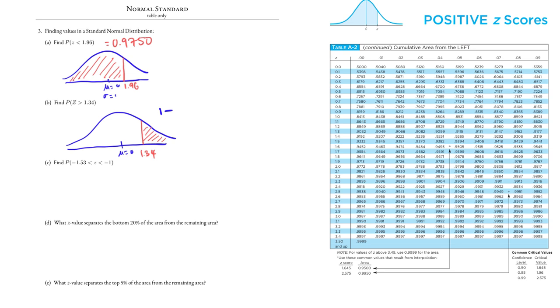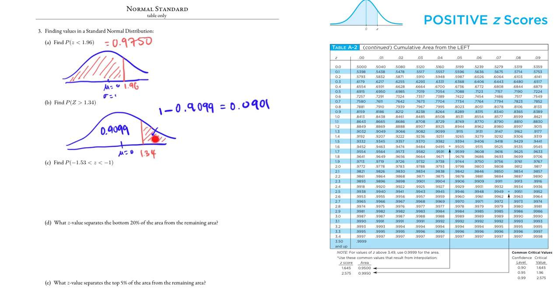The area on the left-hand side of the 1.34 z-score is found in the table. First, locate 1.3 from the first column and go to the right and stop at 0.04. The corresponding probability is 0.9099. And so this area is 0.9099. The area on the right-hand side is 1 minus 0.9099, which is 0.0901.